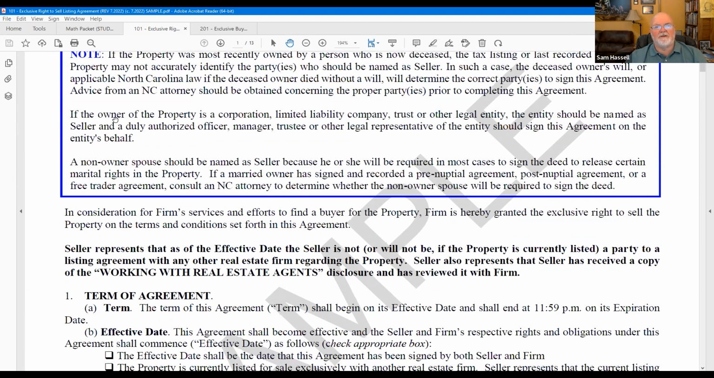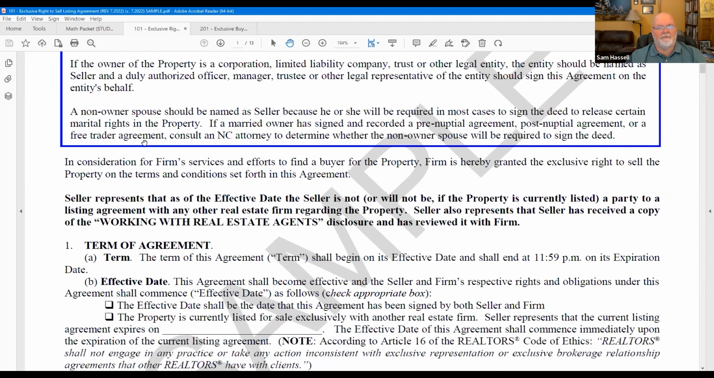Second paragraph of this note, if the owner of the property is a corporation, limited liability company, trust, or other legal entity, the entity should be named as the seller, and a duly authorized officer, manager, trustee, or other legal representative of the entity should sign this agreement on the entity's behalf. All right.